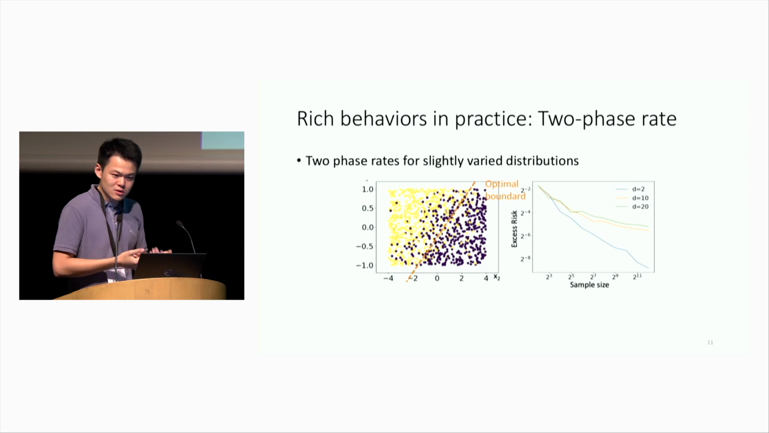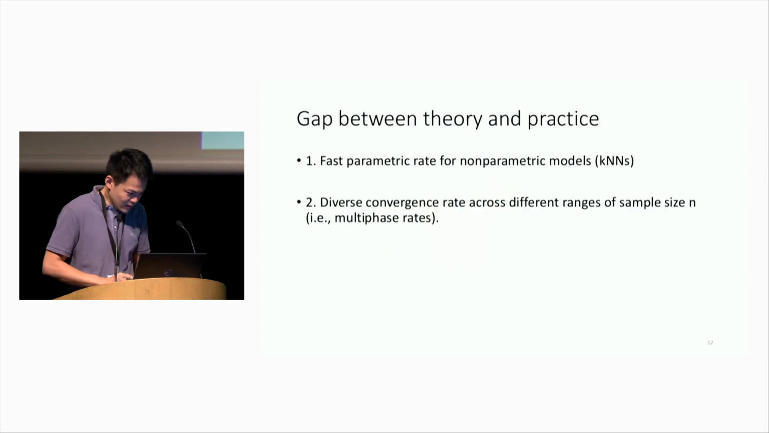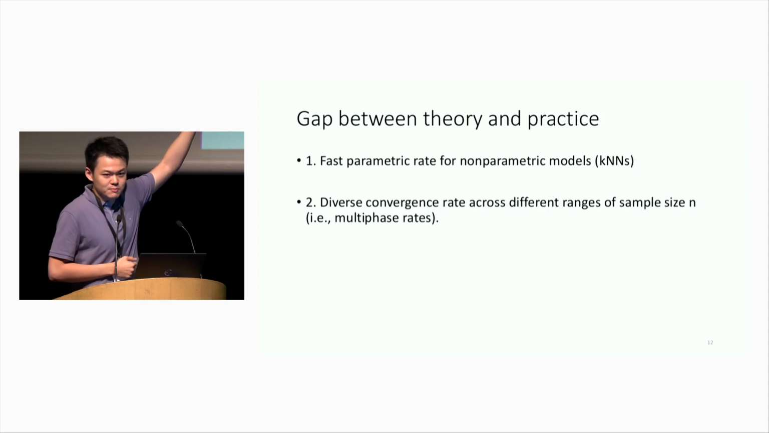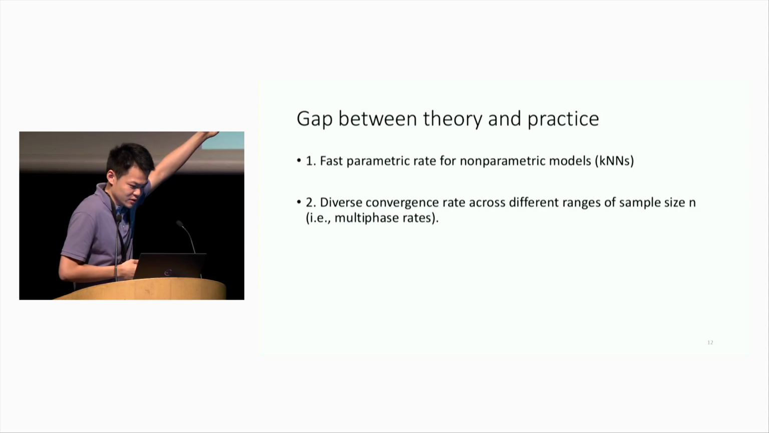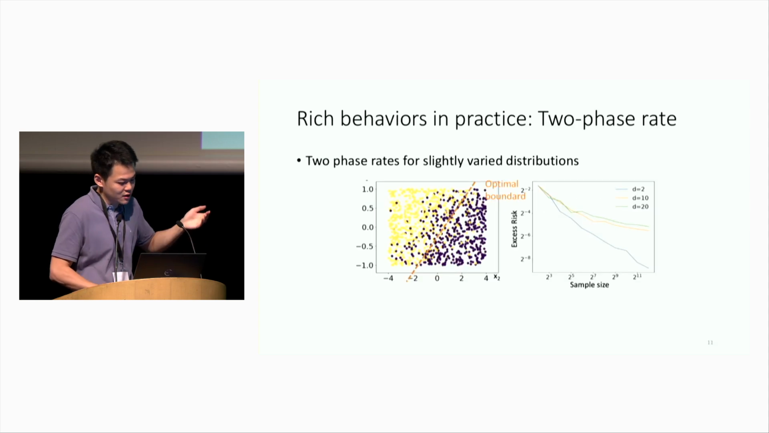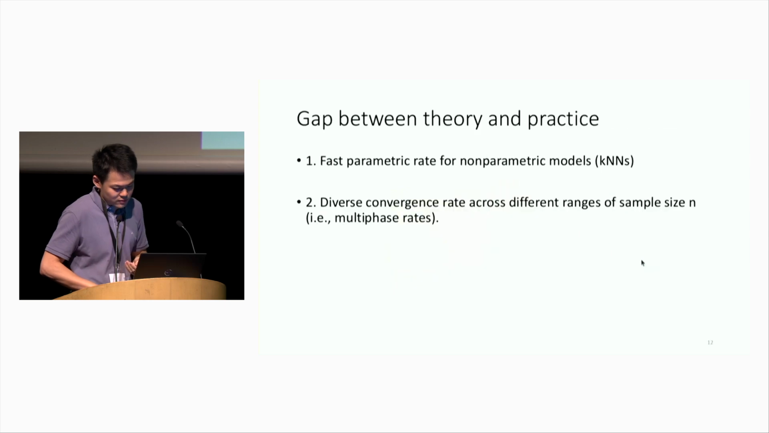We want to propose a condition and framework for understanding why this happens. So this is, as I said, the gap between theory and practice. One is why does parametric rate exist for non-parametric models? And second, why do we observe diverse convergence rates across different ranges of sample size n? As we see here, initially the rate is fast, and later the rates change and become slow.